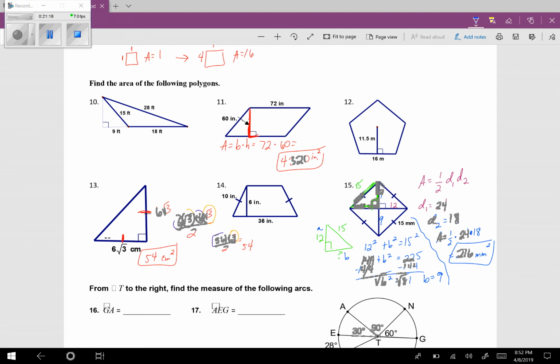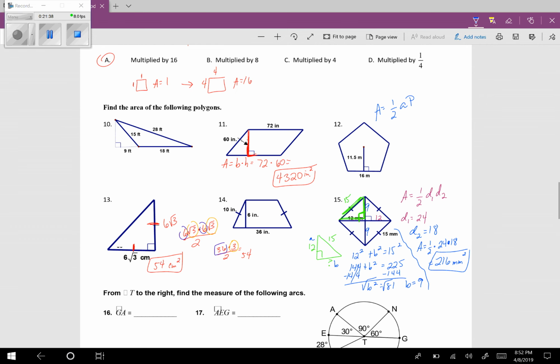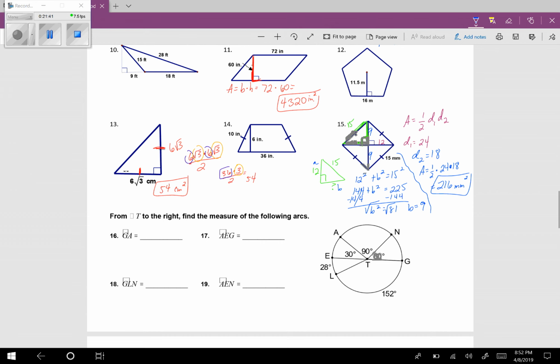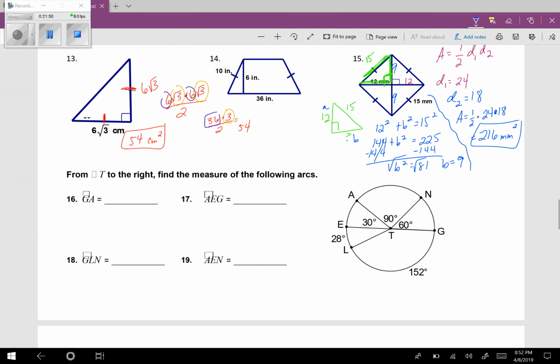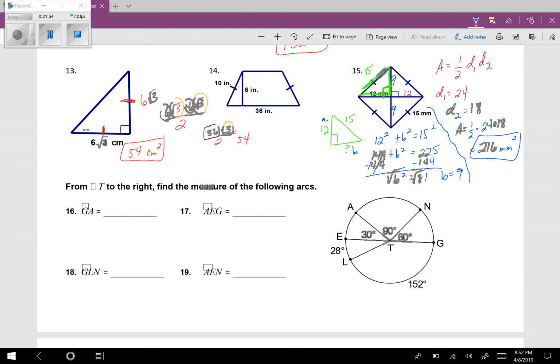Alrighty. And then for number 12, that's a regular pentagon. So you've got to use that A equals 1/2 apothem times perimeter. Okay. 10 is a triangle. 14 is a trapezoid. All right. Okay, 16 through 19, it's all about arcs.